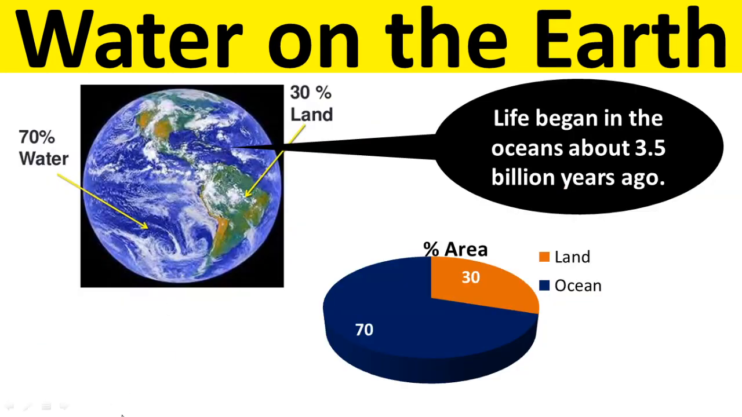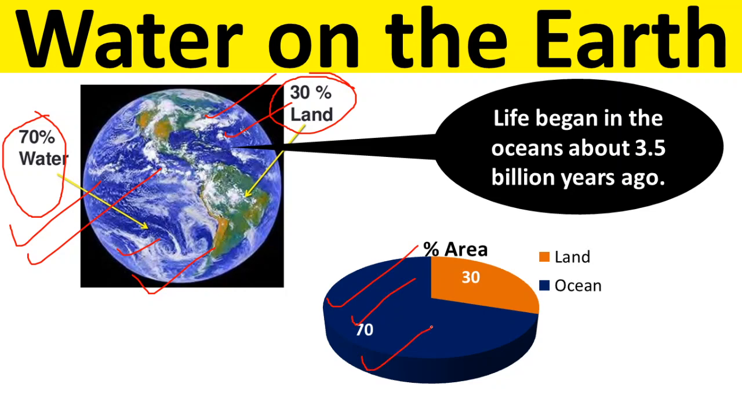Next, what proportion of the earth is covered with water? Seventy percent of the area of the earth is covered with water and 30% is covered with land. So the maximum area is covered with water. Water is abundantly available on the earth. Water is available, but we'll talk about the quality of water on the next slide.